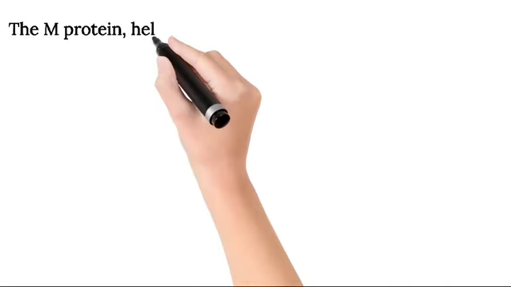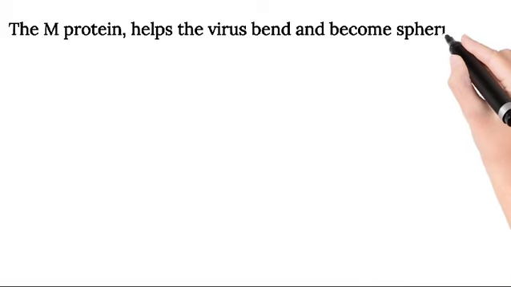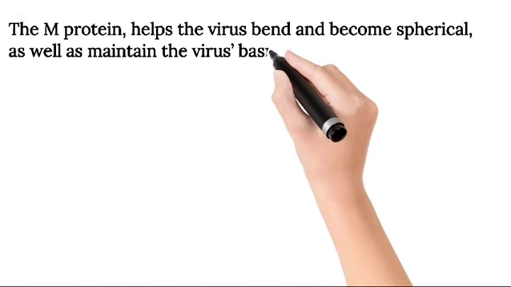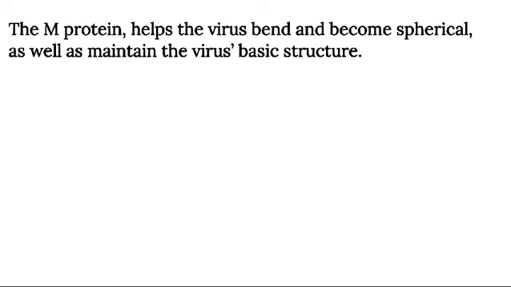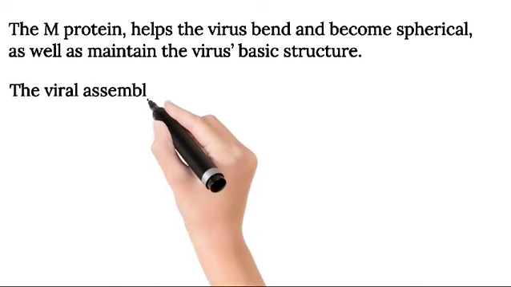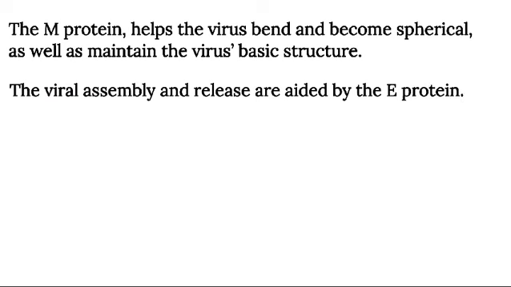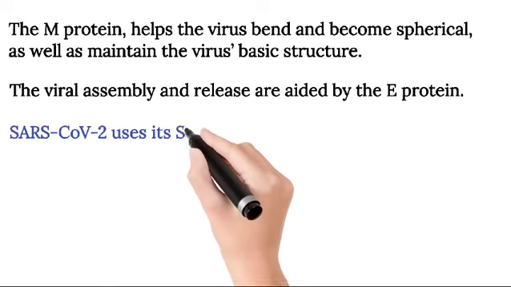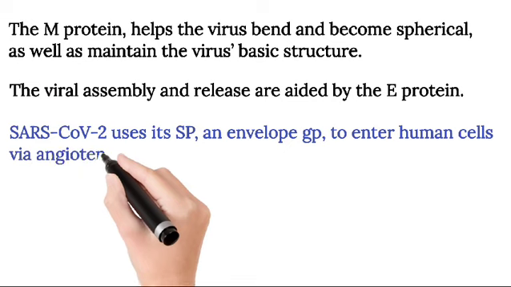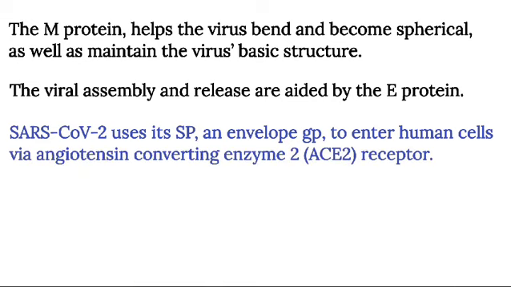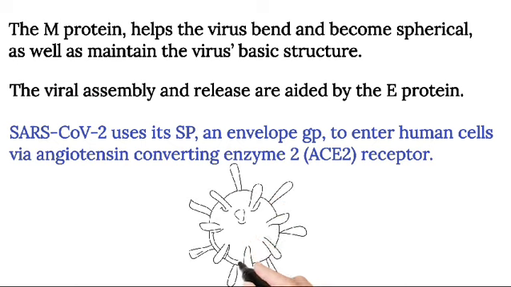The M protein helps the virus bend and become spherical, as well as maintain the virus basic structure. The viral assembly and release are aided by the protein. SARS-CoV-2 uses its spike protein, SP, an envelope glycoprotein, to enter human cells via angiotensin-converting enzyme 2 receptor.